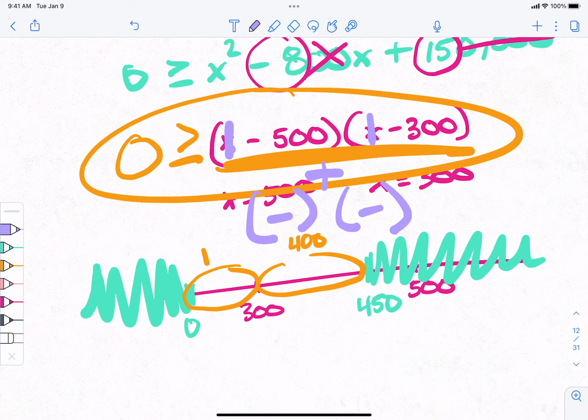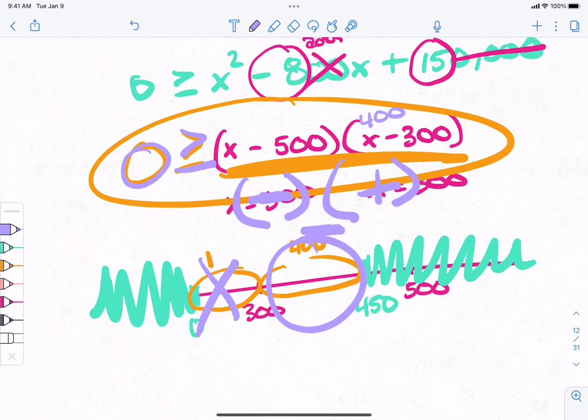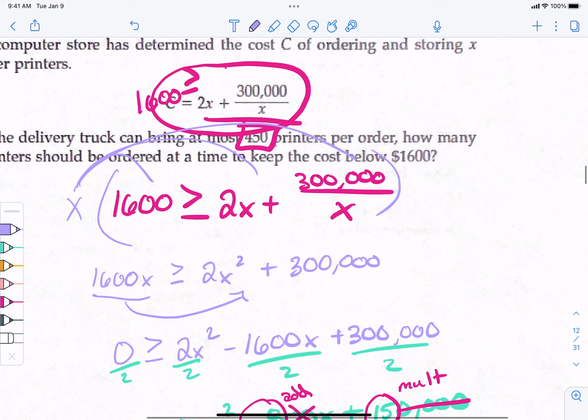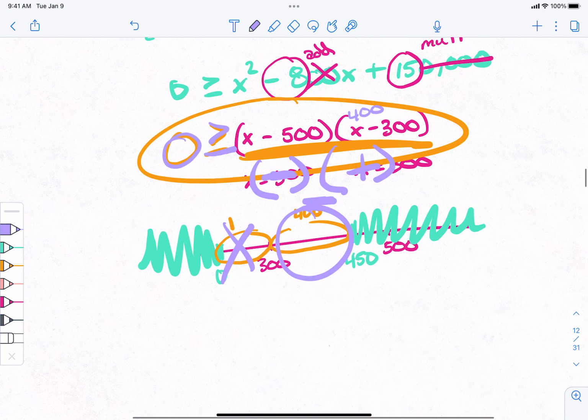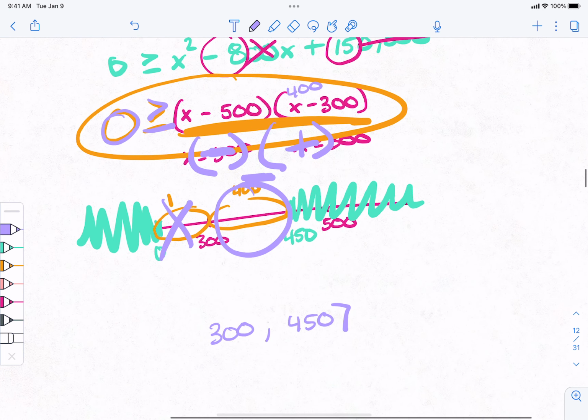Now, I'm going to go back through and plug 400 in. 400 minus 500 is negative. 400 minus 300 is positive. A negative times a positive is negative. Is a negative less than or equal to 0? Yes. So I want to haul between 300 and 450 units on this truck, because that will keep my cost below 1,600, because it costs me to haul those things around, to take them to places. So I would say 300, comma, 450, and they are both in brackets, right? Does that make sense?